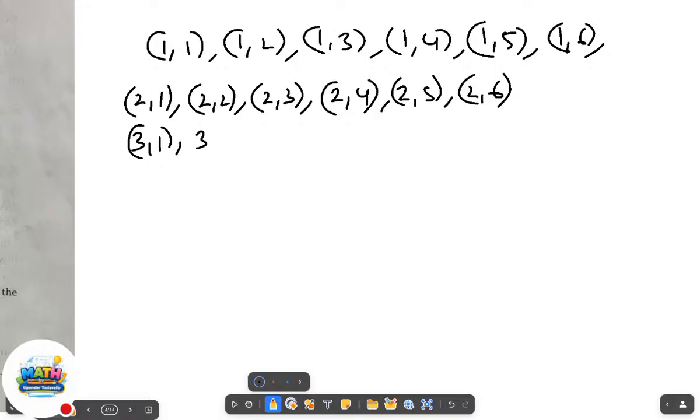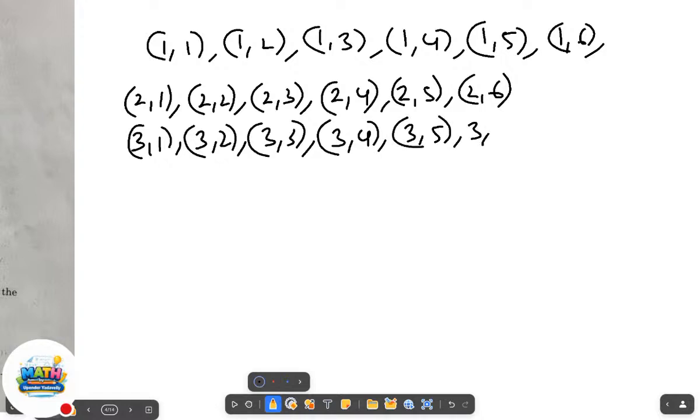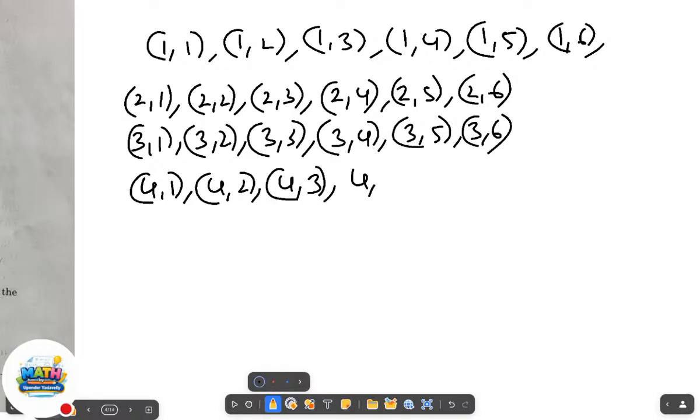Next, 3 comma 1, 3 comma 2, 3 comma 3, 3 comma 4, 3 comma 5, 3 comma 6. Next, 4 comma 1, 4 comma 2, 4 comma 3, 4 comma 4, 4 comma 5, 4 comma 6.